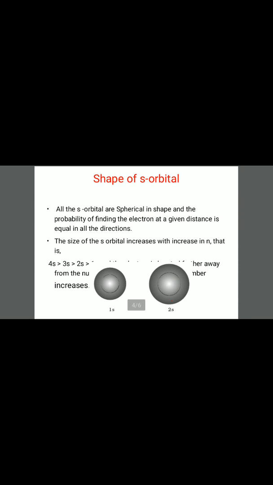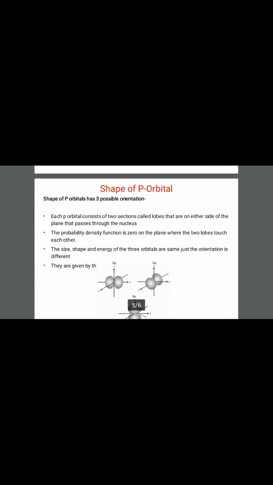Shape of s orbital. All the s orbitals are spherical in shape and the probability of finding the electron at a given distance is equal in all the directions. The size of s orbital increases with increase in n, that is the principal quantum number. Size of 4s is greater than 3s, which is greater than 2s. So, size increases as we move away from the nucleus. Size of 1s orbital is smaller than 2s orbital.